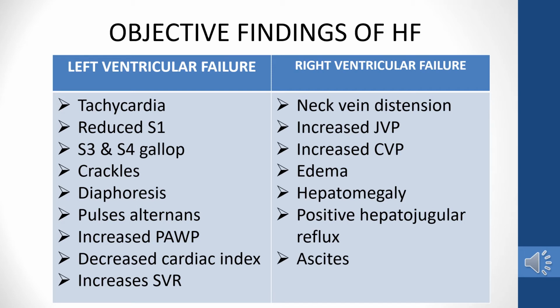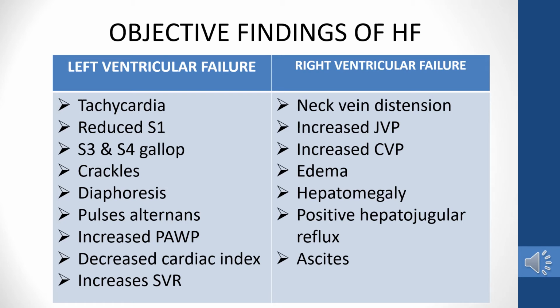Objective findings of heart failure. In left heart failure, the findings are tachycardia, reduced S1 sound, S3, S4 gallop, crackles, diaphoresis, pulsus alternans, increased pulmonary artery wedge pressure, decreased cardiac index, and increased systemic vascular resistance.